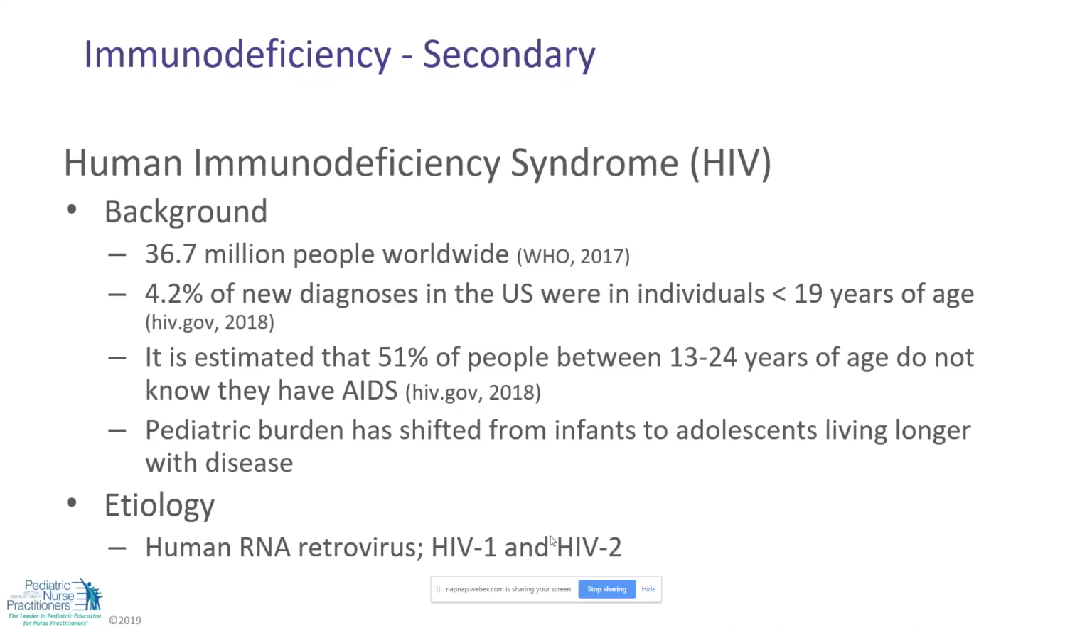And so especially when you consider infections, multi-system illnesses, we in acute care are likely to encounter these patients as well. It's estimated that 51% of people between 13 and 24 years of age do not know they have HIV. And it's also important to note that this burden in pediatrics has really shifted from the infants who were born with it to the adolescents who are now living with it as more of a chronic condition. Remember that HIV is a human RNA retrovirus, and that there are two types, HIV-1 and HIV-2.